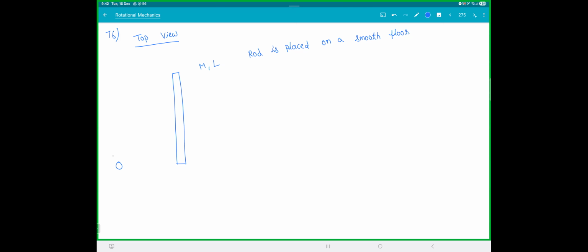And we have a ball of mass M here, which is going with speed U. It hits the end of the rod. Coefficient of restitution is E. Remember, this is on a smooth floor, okay? So there is no gravity.